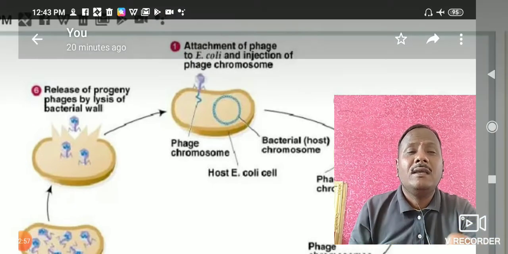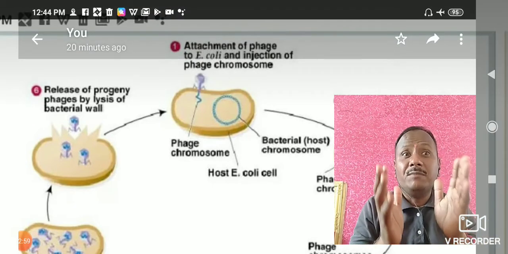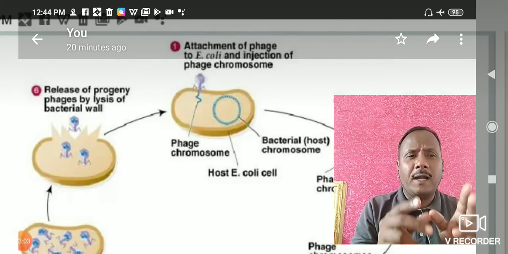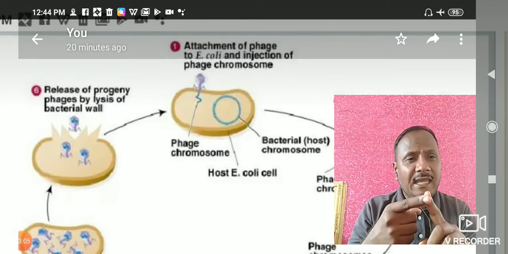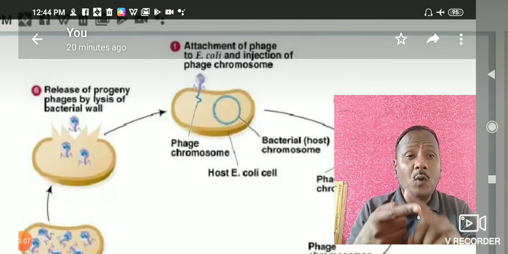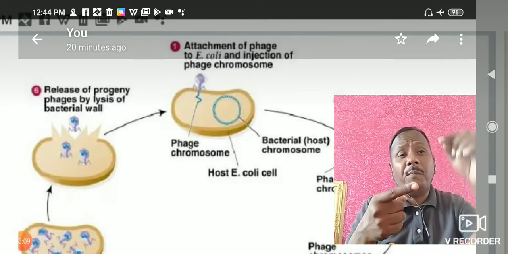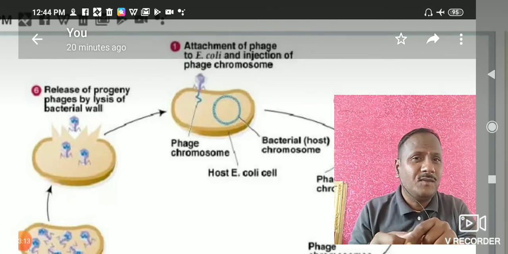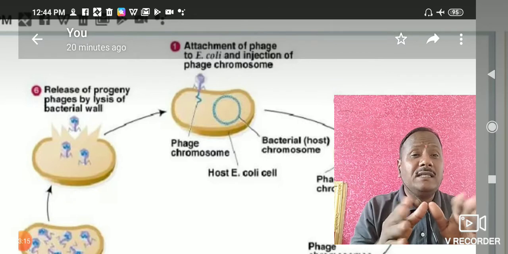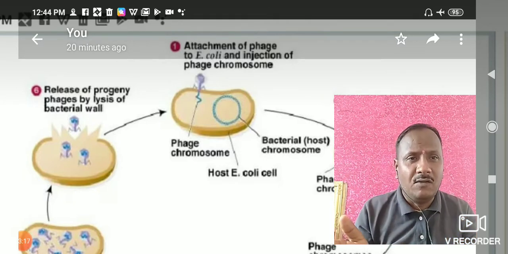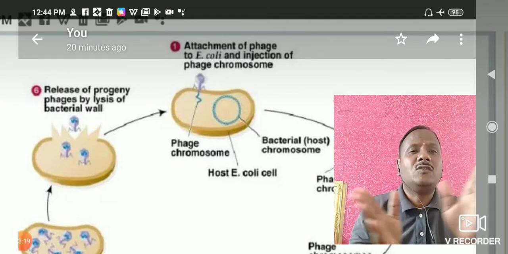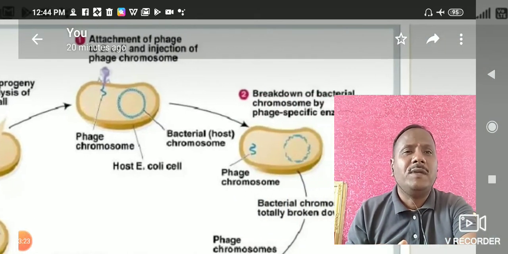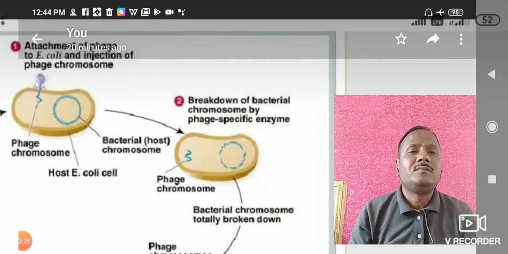Which DNA? Actually bacteriophage is made up of only two parts. One is the DNA and second one is the protein. Only the DNA part is entered into the bacterial cells. You just see. And whatever the protein part, it remains outside the cell wall of bacteria. That's why this is the first stage. The first stage is called the attachment of phage.